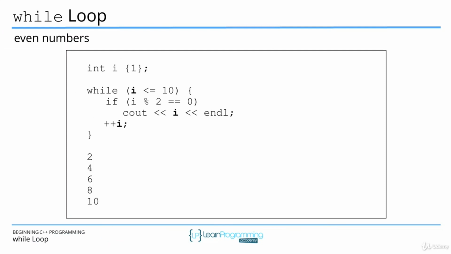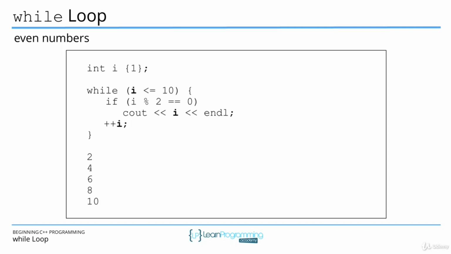Let's write a while loop that displays the even numbers between 1 and 10, just as we did with the for loop. In this case, we declare I and initialize it to 1, since this is where we want to start looping. Then in the loop condition, we'll check to see if I is less than or equal to 10. So in other words, we will loop while I is less than or equal to 10.